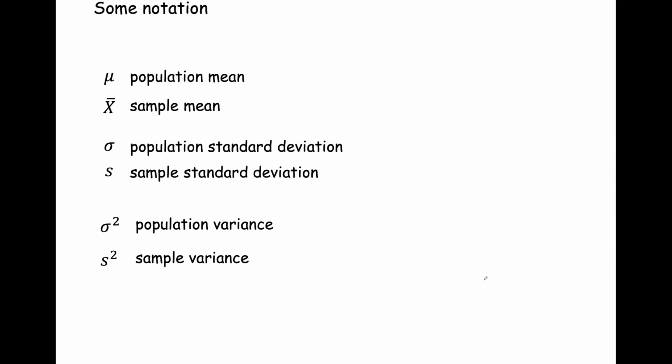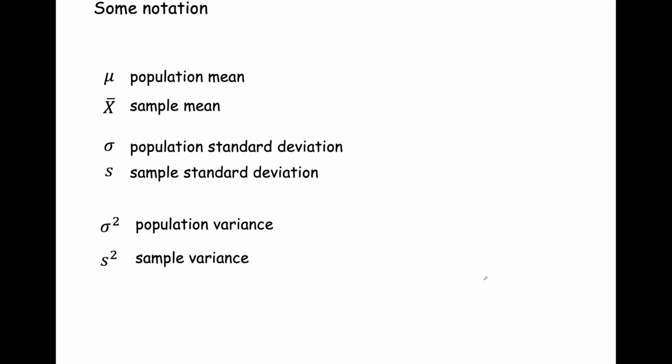So let's look at some notation. Here, when we say mu, the Greek letter mu, we refer to the population mean. x bar is the sample mean. Sigma is the so-called population standard deviation, the standard deviation we've been talking about associated with the population. S, on the other hand, is the sample standard deviation, the standard deviation computed over a set of samples.